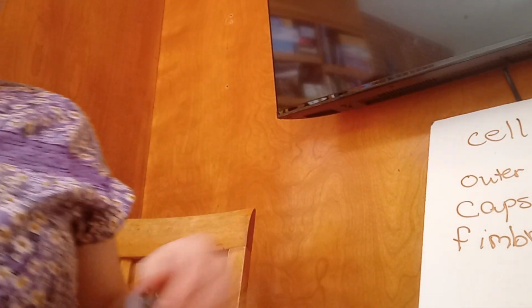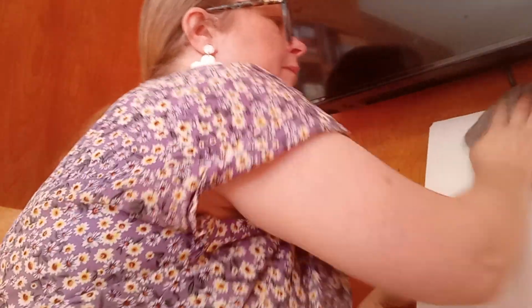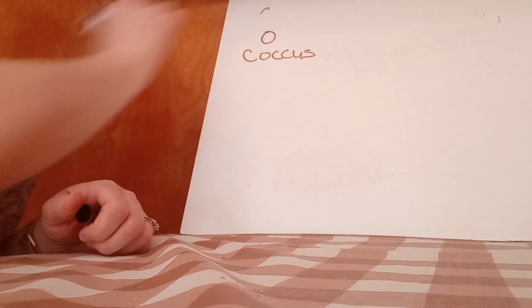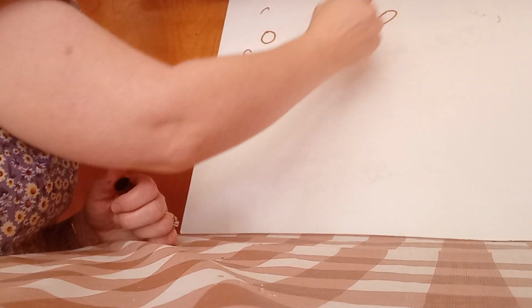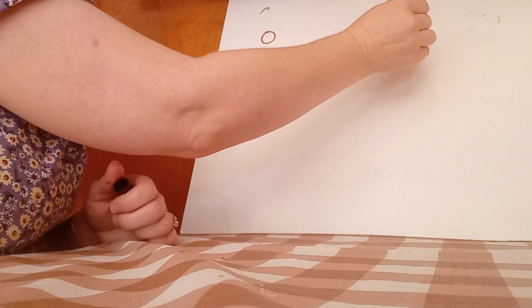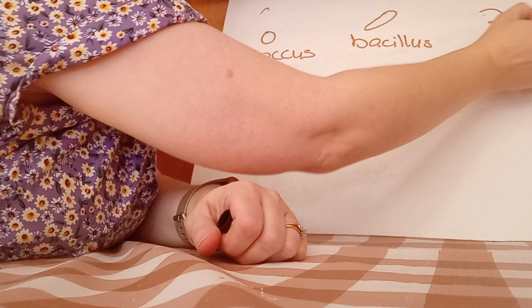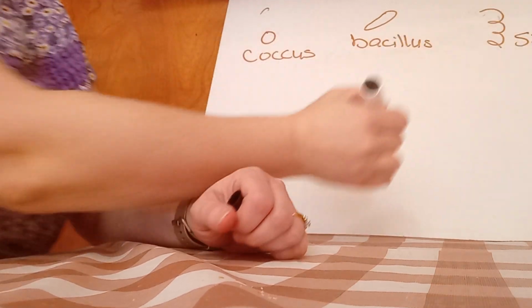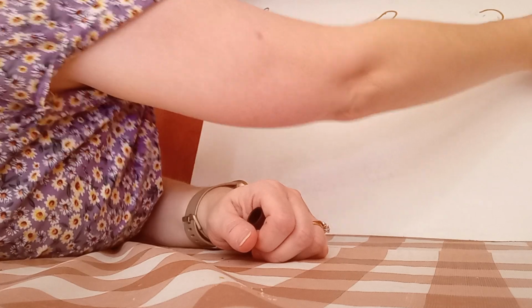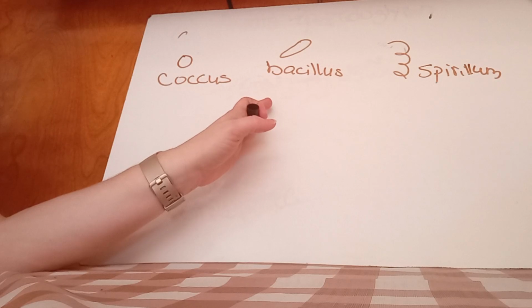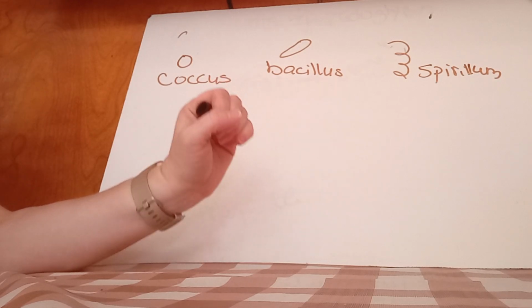Okay, so we have shapes of bacteria. We have three shapes. The first is a circle, and it's called a coccus. The second is kind of an oval, and it's a bacillus. And the third is a spiral, and it's called spirillum. See if I spell it right. Okay, now there we go. So coccus is a circle, bacillus is an oval, and spirillum is a spiral.